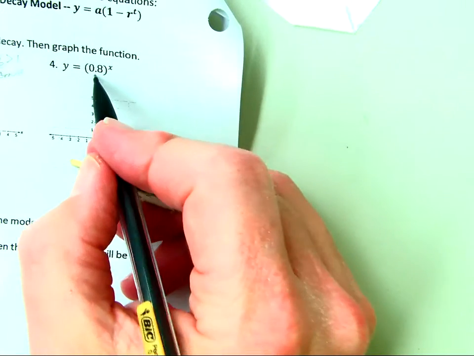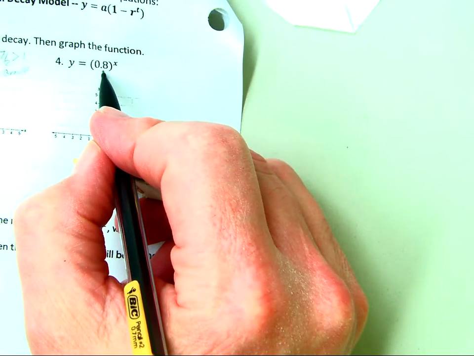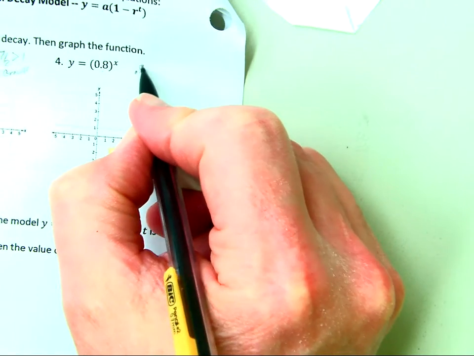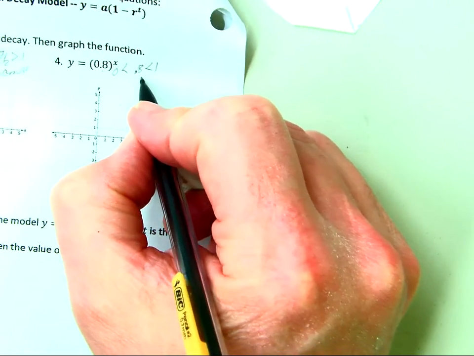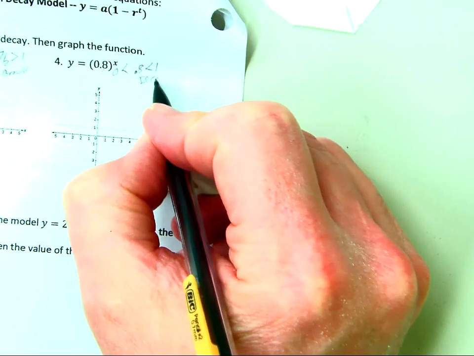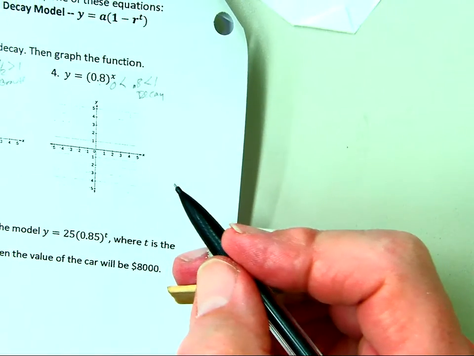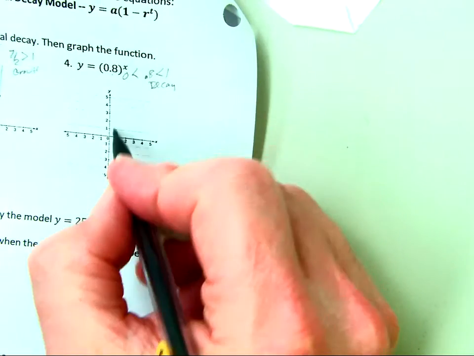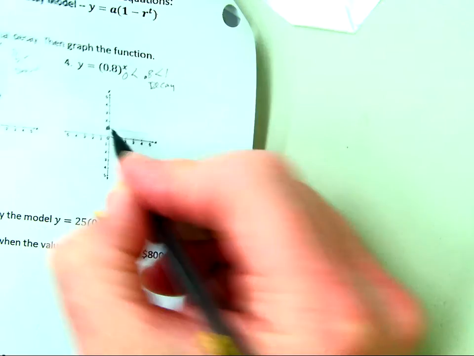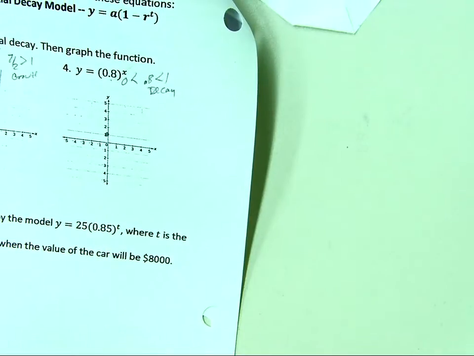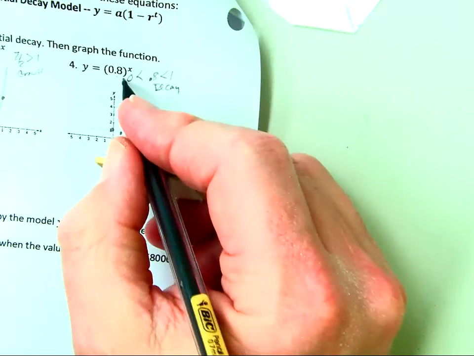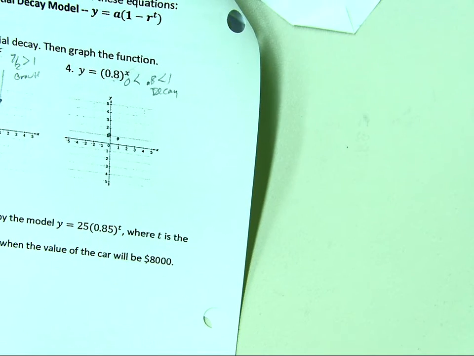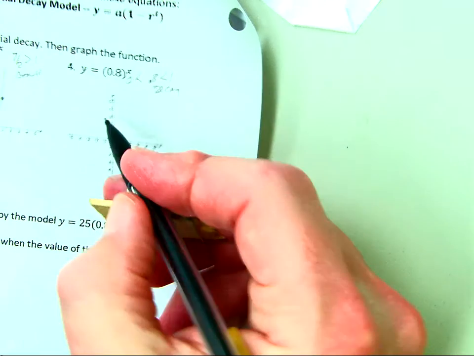This last one here, notice here the base is 0.8. And 0.8, that's between 1 and 0. So this one is decay. So if we plug in 0, 0.8 to the 0 is still 1. If I plug in 1, I get 0.8. If I plug in 2, if you took 0.8 and squared it, you get 0.64.